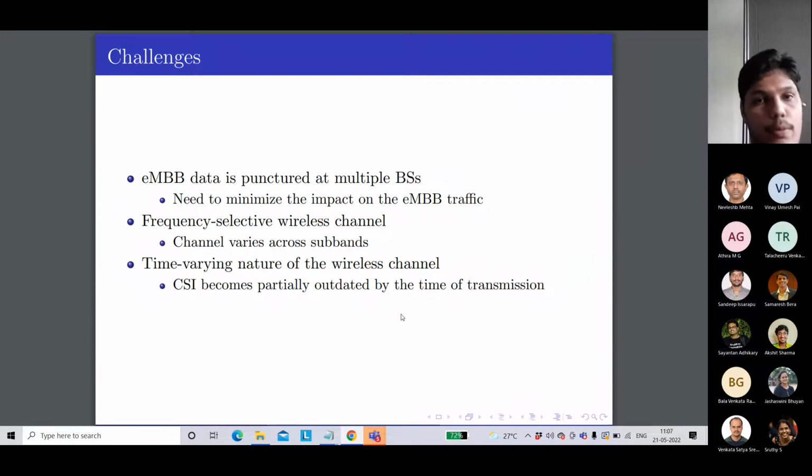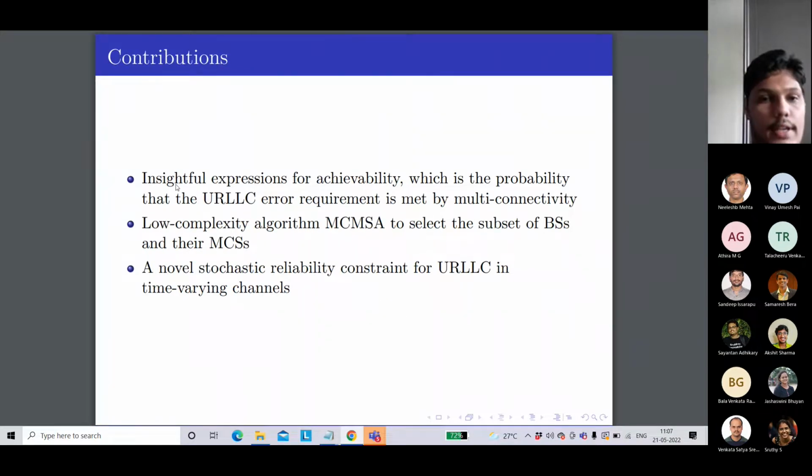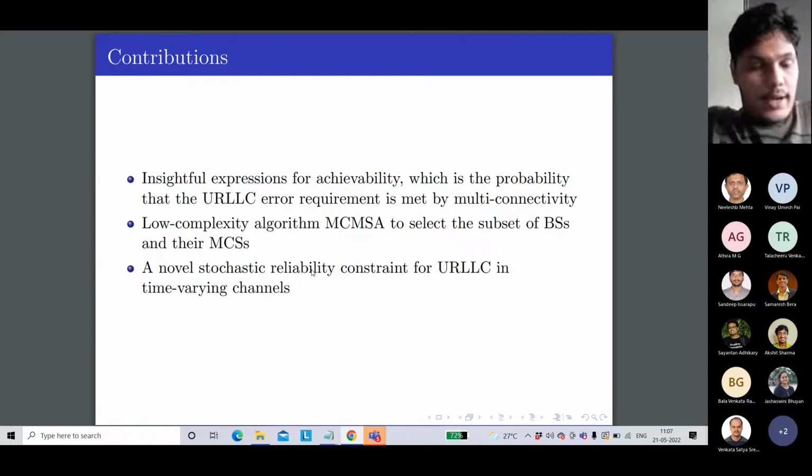Before going to the system model, I'll just present a summary of the contributions that we have made. First, we derived insightful expressions for achievability, which is the probability that the URLLC error requirement is met by multi-connectivity. The second one, we propose a low complexity algorithm called the multi-connectivity MCS selection algorithm to select the subset of cooperating base stations and their MCSs. We also propose a novel stochastic reliability constraint for URLLC in time varying channels. So those are the contributions we have made.